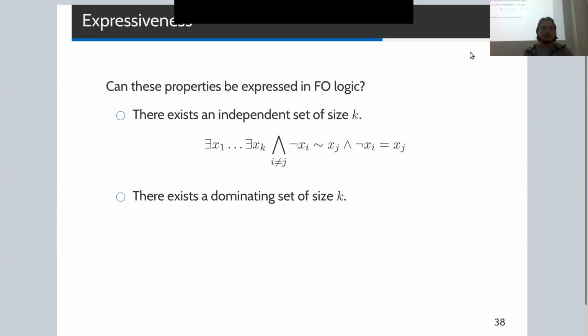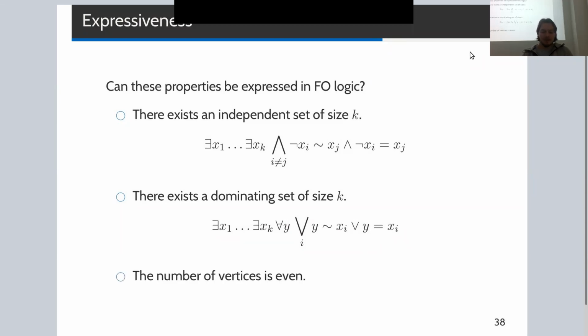Next, this is similar. You could ask, is there a dominating set of size k? Can this be expressed using FO? Yeah, you can do it like this. You can say there exist vertices x1 to xk, such that all other vertices should be dominated or equal to the k previously chosen ones. So all vertices y should either be adjacent or equal to one of the xi. So this formula is true if and only if the graph has a dominating set of size k. So far, so good. So you can express some nice properties with it.